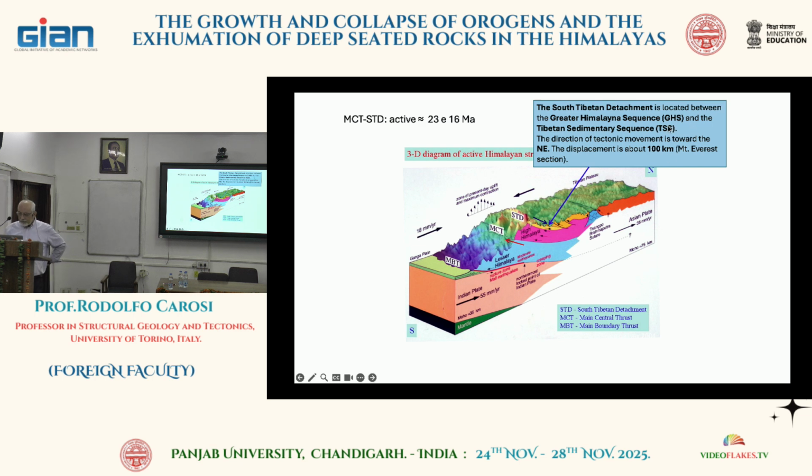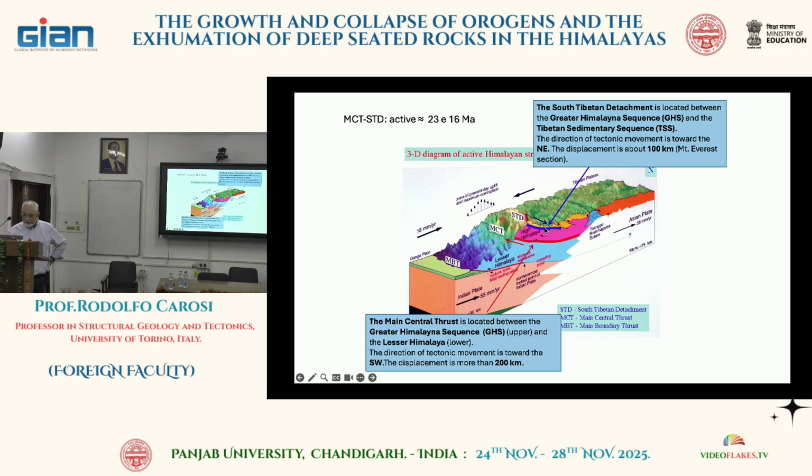For the STDS, the direction of tectonic movement is towards the northeast, and the displacement is about 100 kilometers calculated along the Mount Everest section. And the blue line marks the South Tibetan detachment. The lower thrust fault, the main central thrust, has a top to the southwest contractional sense of shear, so it is like a thrust, of course. The displacement is more than 200 kilometers.